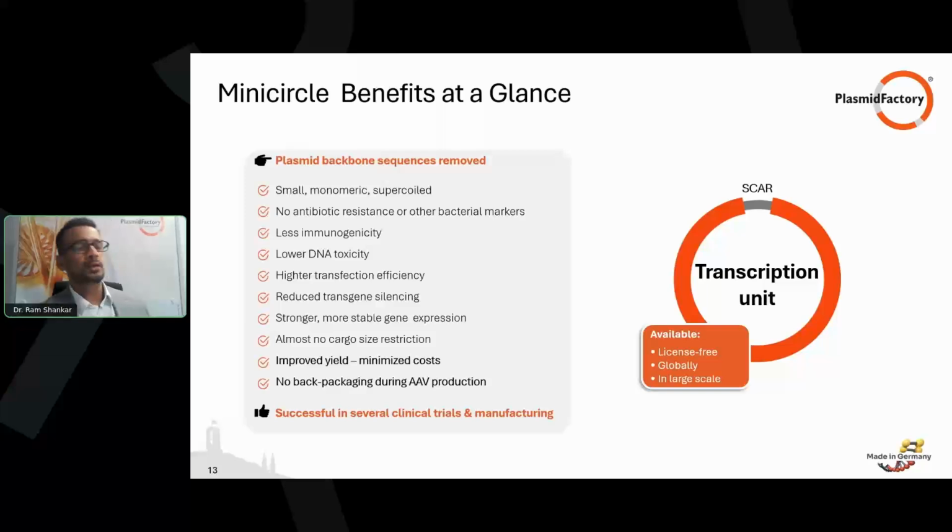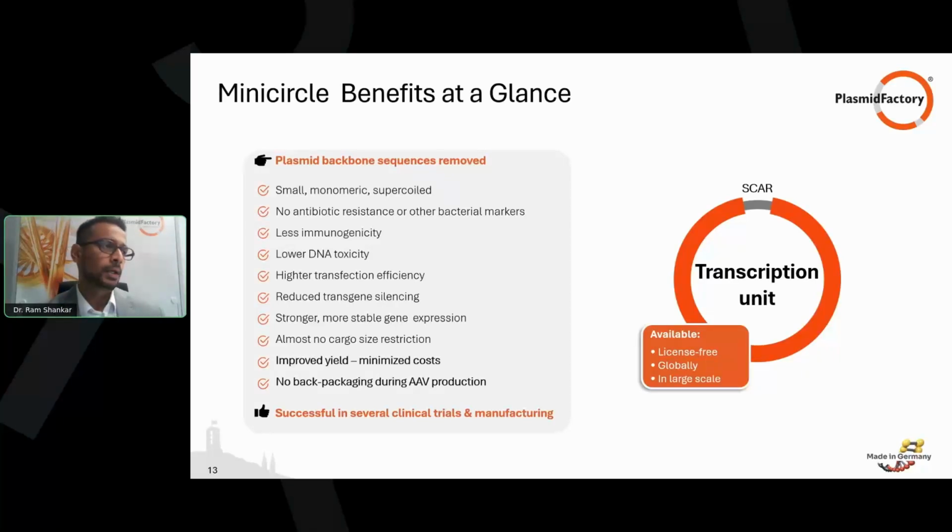And more importantly, the particles that you produce are not just going to be less immunogenic, they are also going to be protected from epigenetic silencing. Simply the absence of bacterial sequences makes sure that the DNA package that you deliver into your target cells has less chance of being shut down due to being associated with bacterial sequences.